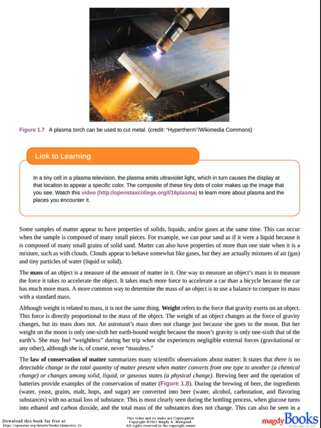During the brewing of beer, the ingredients (water, yeast, grains, malt, hops, and sugar) are converted into beer (water, alcohol, carbonation, and flavoring substances), with no actual loss of substance. This is most clearly seen during the bottling process, when glucose turns into ethanol and carbon dioxide, and the total mass of the substances does not change.